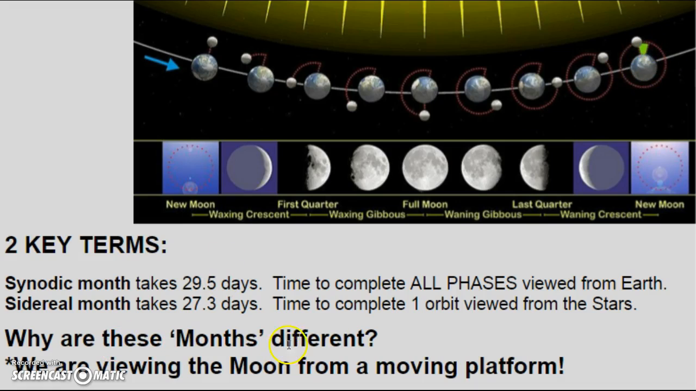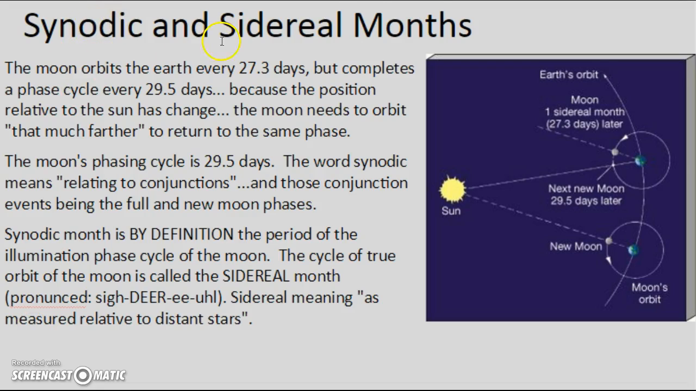So why are these months different? Well, they're different because we are viewing the moon from a moving platform. Very key. And this picture really kind of tells it all. So let's go over synodic and sidereal months one more time. The moon orbits Earth every 27.3 days, but completes a phase cycle every 29.5 days because the position relative to the sun has changed. The moon needs to orbit that much further to return to the same phase.